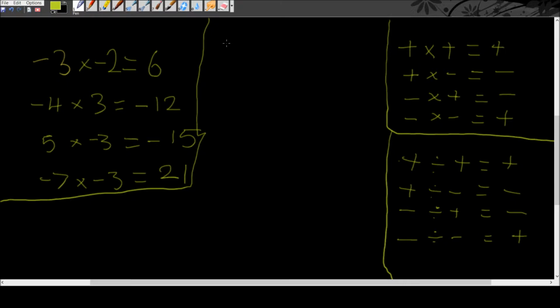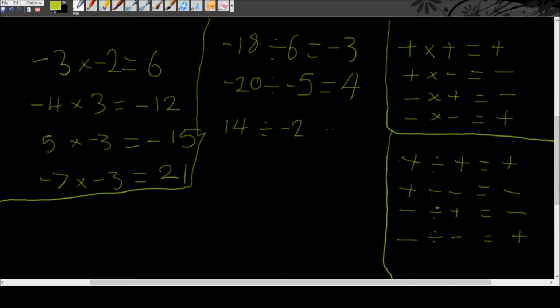So if we've got, let's say, a negative 18 divided by 6, that is going to give us a negative 3. Again, we've got a negative 20 divided by a negative 5. Negative divided by negative gives us a positive, so we're going to get positive 4. Then a positive 14 divided by a negative 2: positive divided by negative is going to give us a negative. And let's do one more, negative 15 divided by negative 3. A negative divided by a negative will give us a positive.